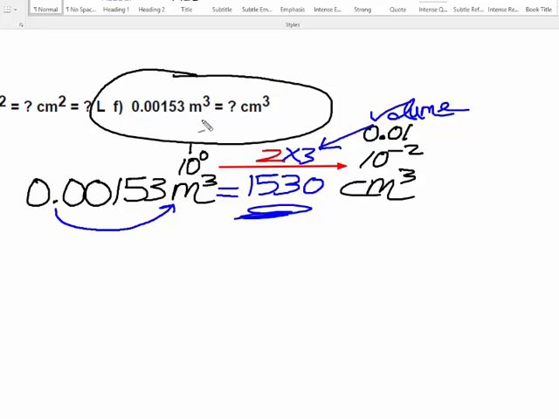Example F: 0.00153 cubic meters is how many cubic centimeters? Starting unit, cubic meters, place value 10 to the 0, or ones. Target unit, cubic centimeters. Is a centimeter larger or smaller than a meter? It's smaller. Therefore, we write it to the right of the starting unit. Decimal goes right. How many places? Difference in the exponents is 2, but these are volume units, cubic units. Therefore, we triple that. So the decimal place goes 2 times 3, or 6 places to the right. So 0.00153 cubic meters is 1530 cubic centimeters.